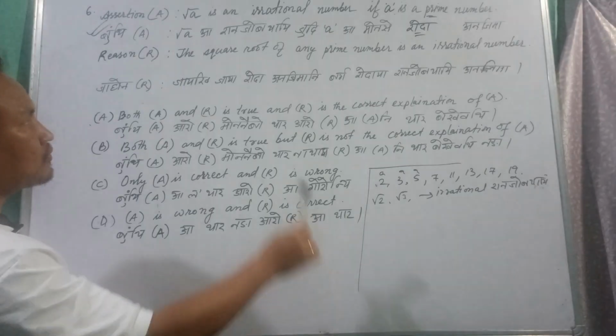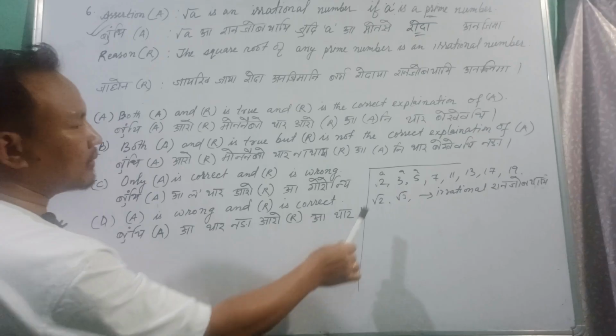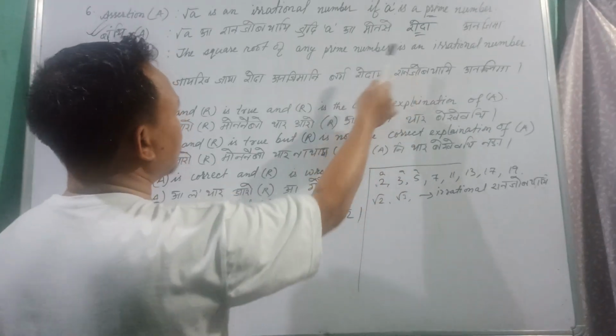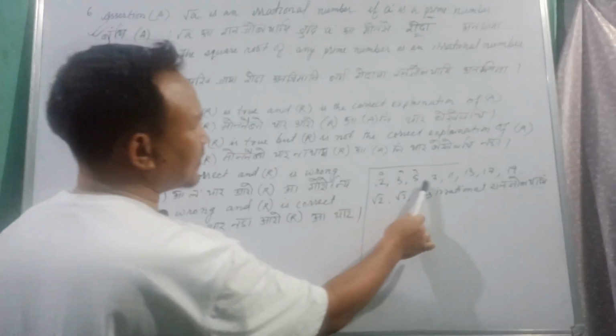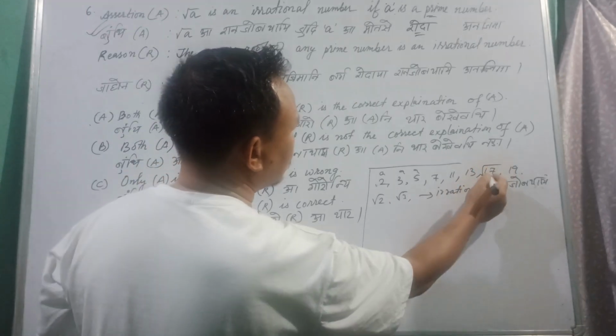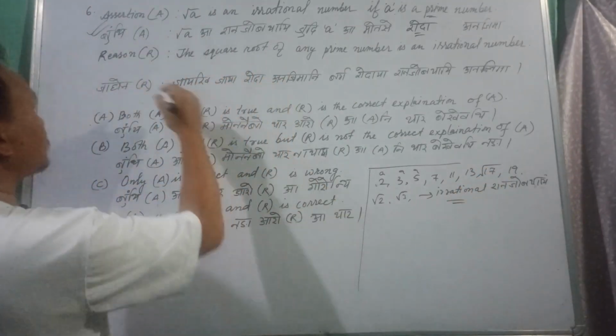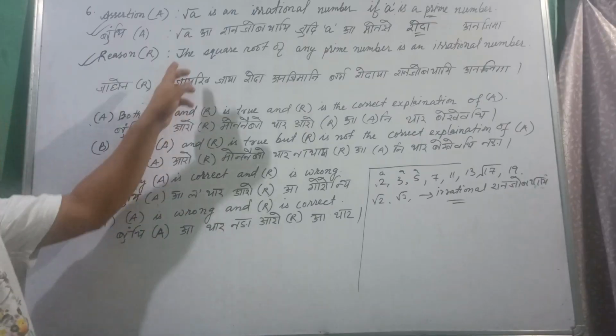The second says: the square root of any prime number is an irrational number. Take any prime number, even 17, its square root is an irrational number. So this is also correct. Now, is the reason explaining the assertion?